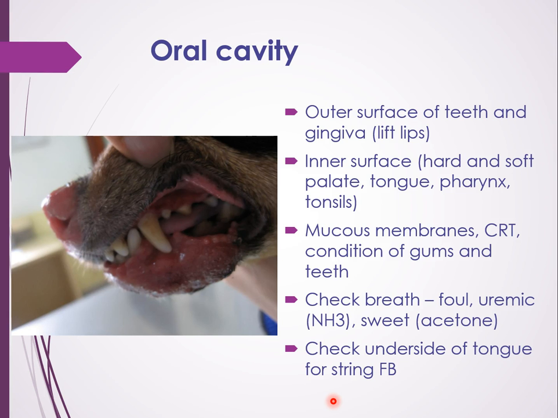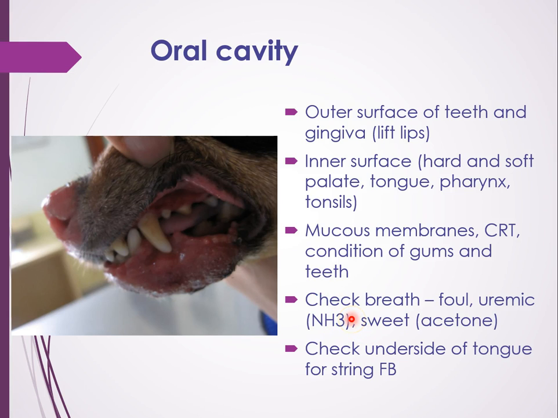Okay, so just for the sake of this theory session, we go by system. Check the oral cavity first. Check the outer surface of the teeth, check the gingiva, the inner surface, the mucous membrane, get the capillary refill time, and look at the condition of the gum, whether there is any gingivitis or not, and the teeth, whether there is any tartar or what have you.